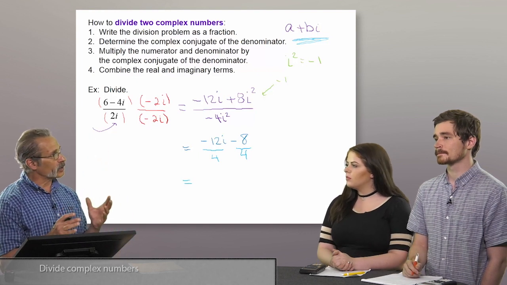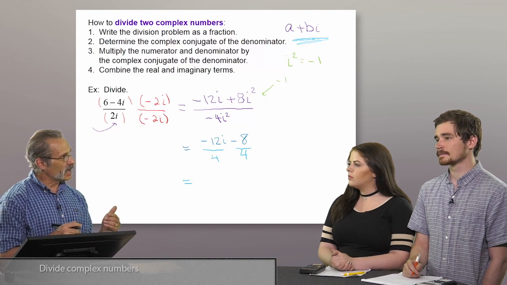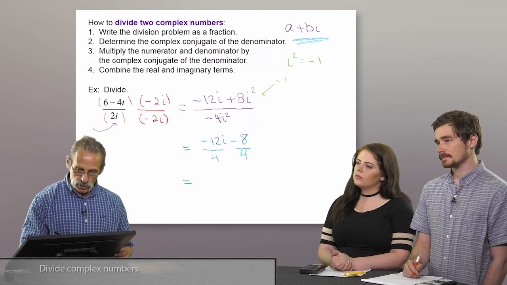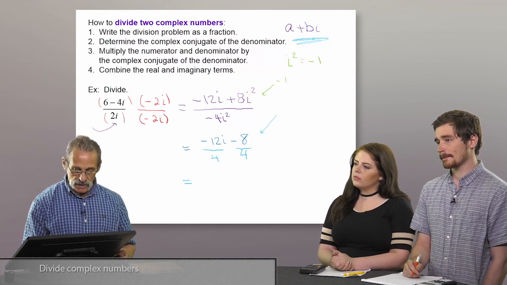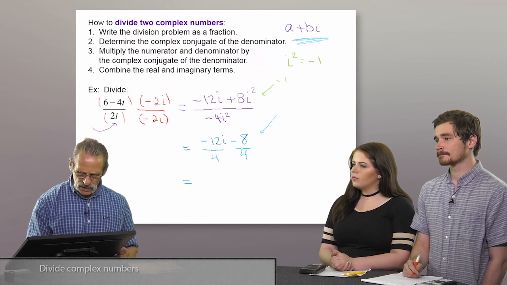First of all, I'm out of order. I would like to write the real term first, and at the same time, I'd like to simplify. Actually, I would like you to do that. So by my real term, I'm looking at this term right here. Negative 8 divided by negative 4 is? Negative 2. Very good.